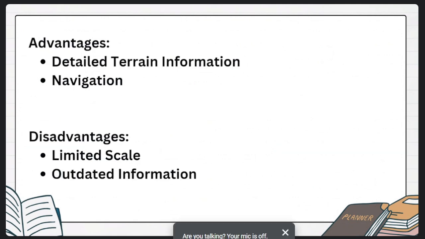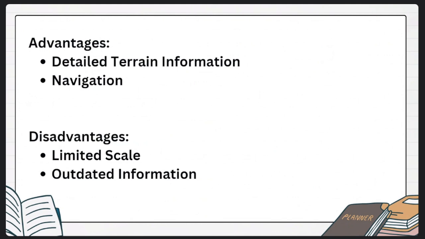So, what are its advantages? Detailed terrain information. These maps provide detailed information about the elevation, contours, and slopes of the land, making them valuable for various activities such as hiking, mountaineering, and land development. Navigation. They are essential for safe and accurate navigation in areas with challenging topography. Hikers and climbers use these maps to plan routes and avoid steep or hazardous terrain.